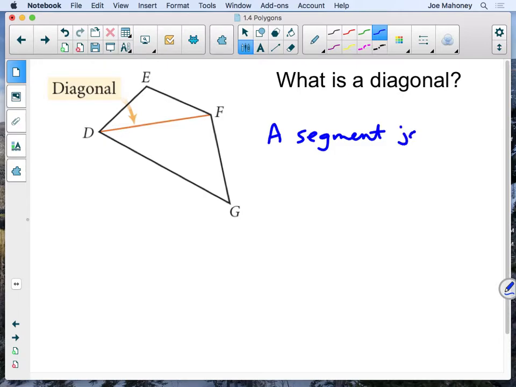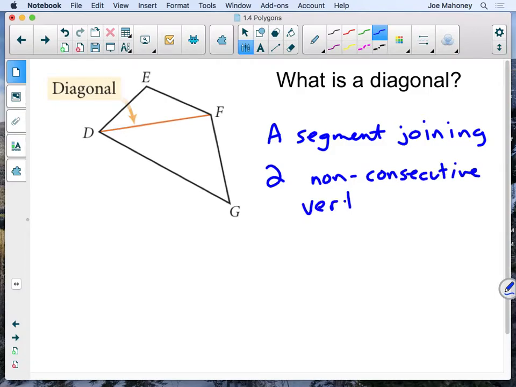It's a segment that is joining two non-consecutive vertices. So diagonal DF joins vertex D to vertex F. Another diagonal would be diagonal EG.